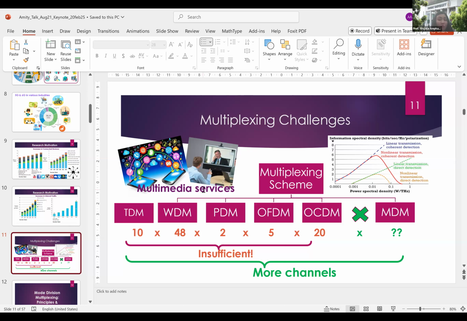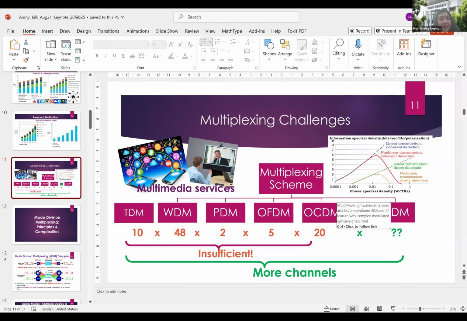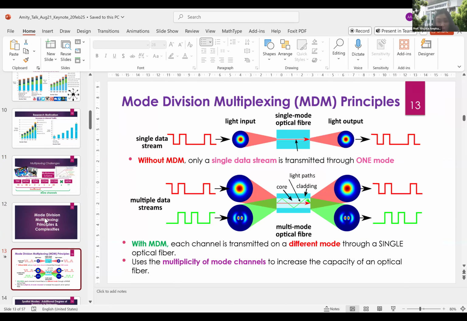So what we need is new multiplexing schemes that allow more connected devices without losing the bandwidth of the system. Space division multiplexing, or mode division multiplexing, allows that to happen by allowing more channels through the same medium. The medium is now shared with multiple data streams through what we call spatial modes, and spatial modes are solutions of Maxwell's equations.